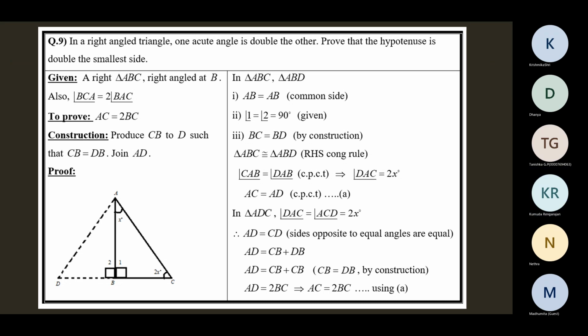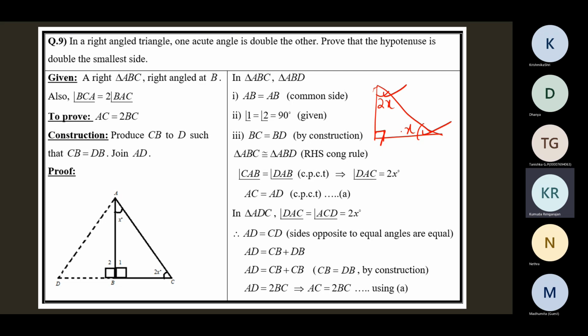Yeah, this one. Okay, in a right angled triangle, one acute angle is double the other. So that means if one acute angle is x, the other one is 2x. Because this is 90 degrees, these are the two acute angles. One is double the other.